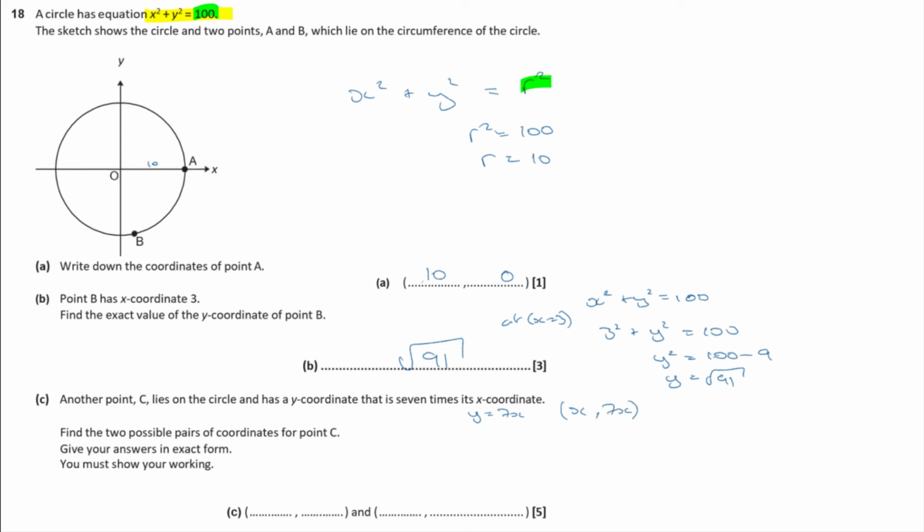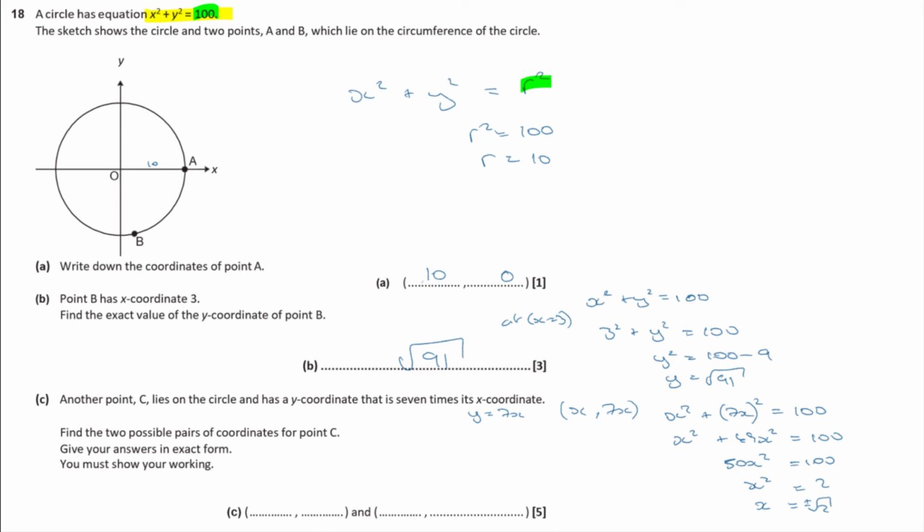So subbing in x and 7x for x and y, I'm going to get x squared plus (7x) all squared is equal to 100. In other words, x squared plus 49x squared is equal to 100. In other words, 50x squared is equal to 100. In other words, x squared is equal to 2. In other words, x is equal to root 2. Okay, so well, it's plus or minus root 2, I guess, and that's where the 2 solutions come from.